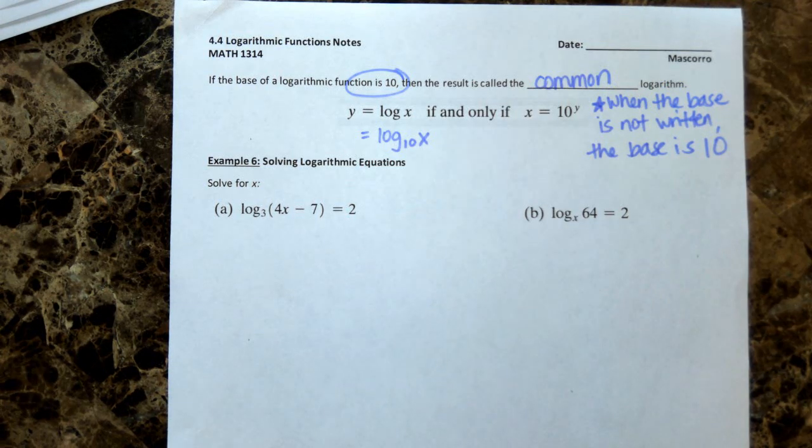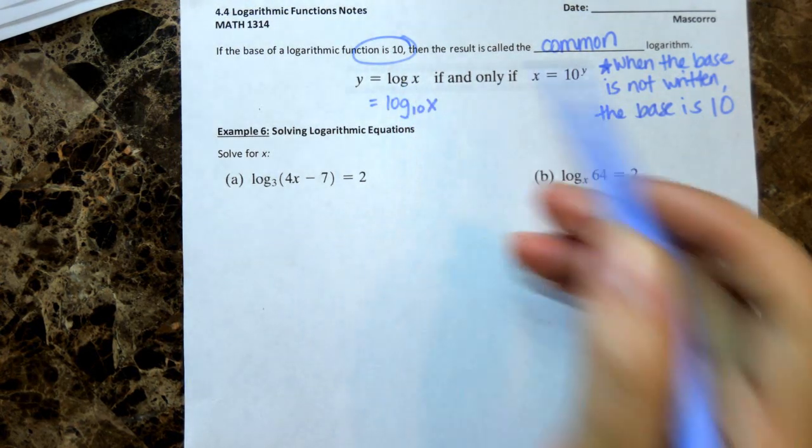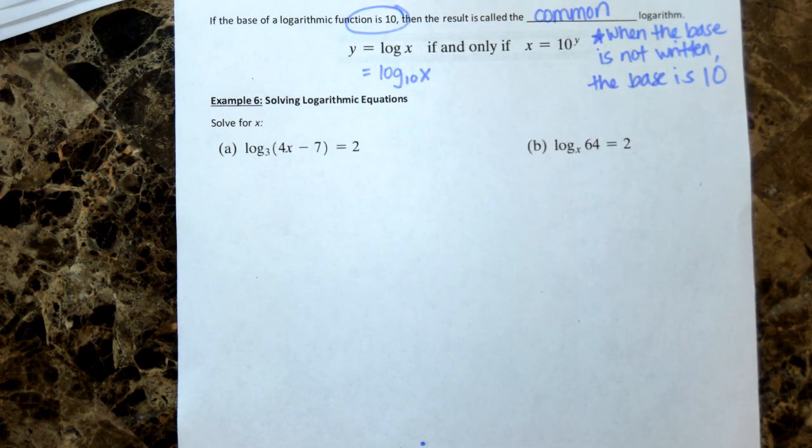So that's pretty nice when the base is 10, because I know I can use my calculator for those types of problems. Okay, but just keep that in mind. When the base is not written, the base is 10. Okay. All right, example number 6.